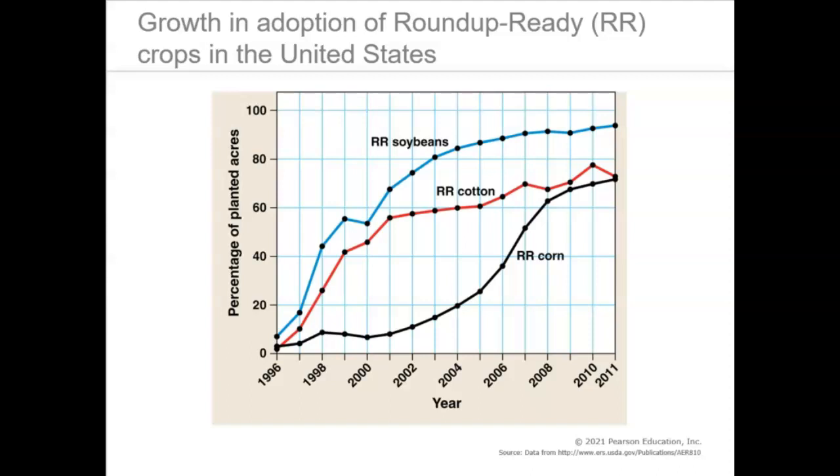And if you look at the percentage of planted acres, since 1996, it's been increasing for all of these. So corn is at about 70% of planted acres are planted with this genetically modified corn. And same for cotton, it's about 70%. And then soybeans, it's almost to 90 or 95% of planted acres have this genetically modified soybean.